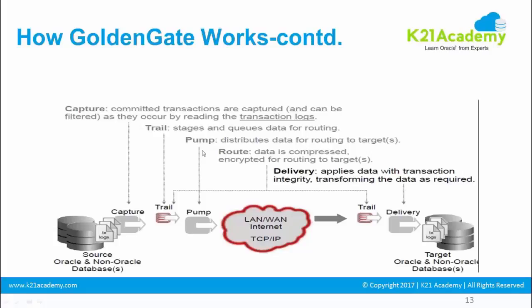So each process, if you see here, has a source to read from and a target to write to. Source for the capture process is the source database and target is the local trail. Source for the data pump is the local trail and target is the remote trail. Source for the delivery process is the remote trail and target is the target database.